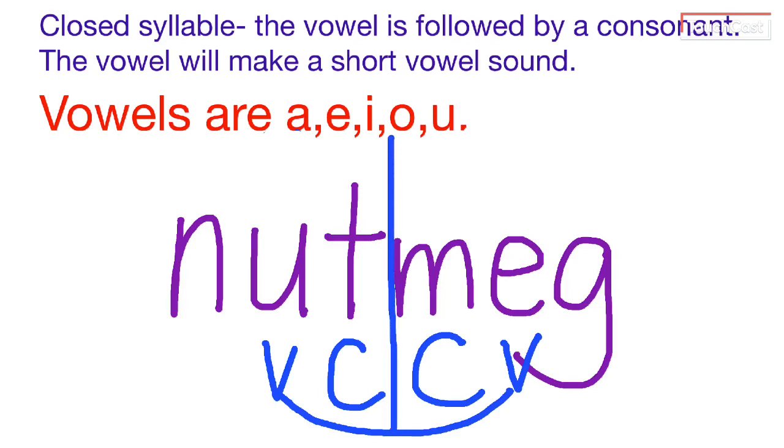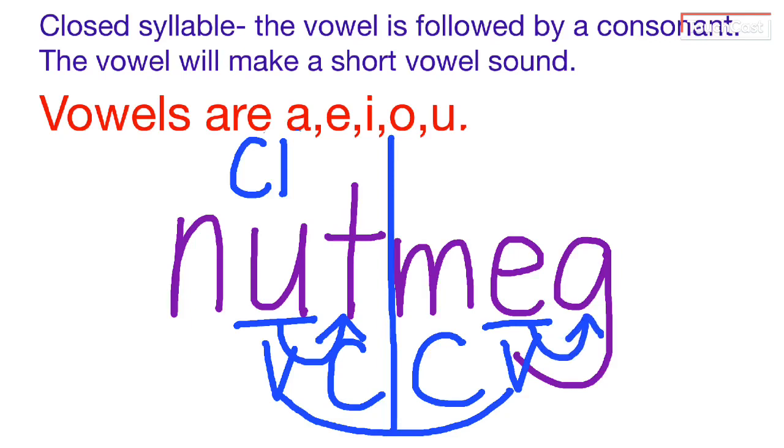two consonants. Next, you need to determine if the syllable is closed. Begin by looking at your vowel, look behind it, and because it follows the rule, the vowel is followed by a consonant, this would be a closed syllable, and the U will make the short U sound. Next, look at your E, look behind it. The E is followed by a consonant, G, so this syllable will also be closed, and the E will make the short E sound, eh. If I read this word, I have nutmeg, nutmeg.